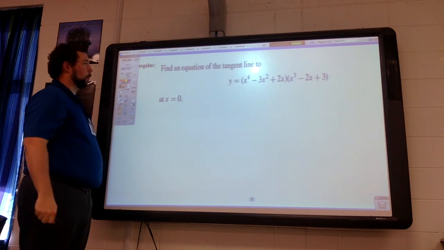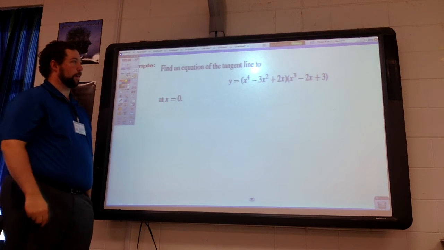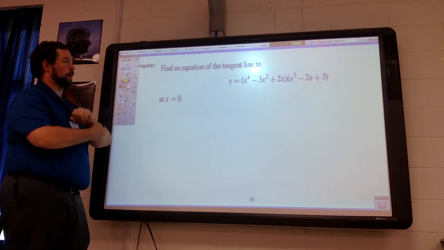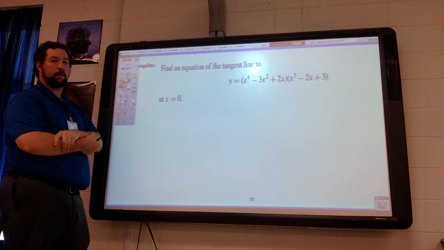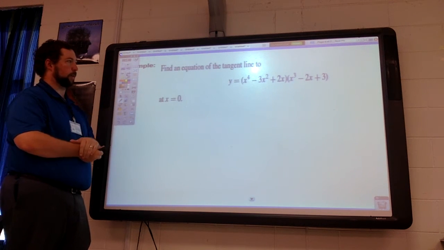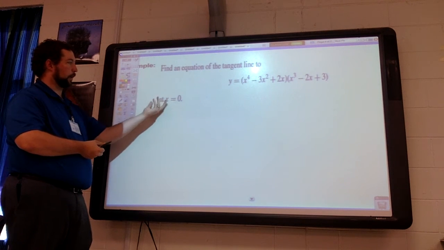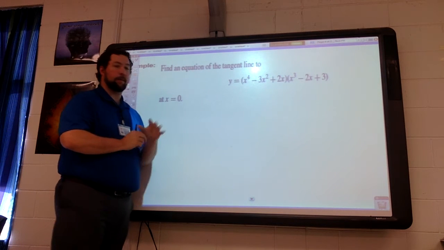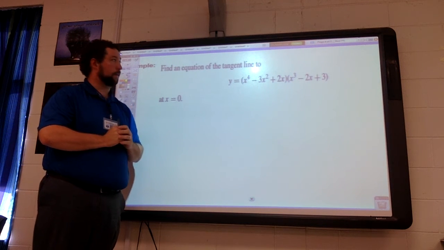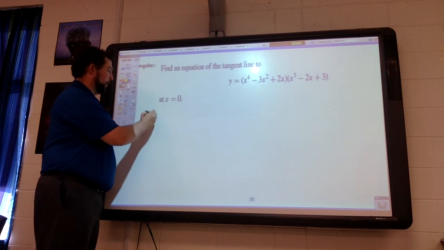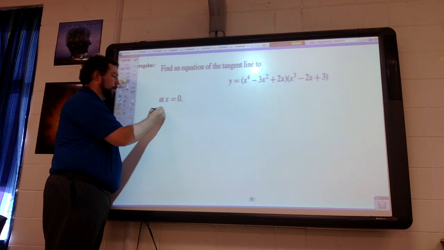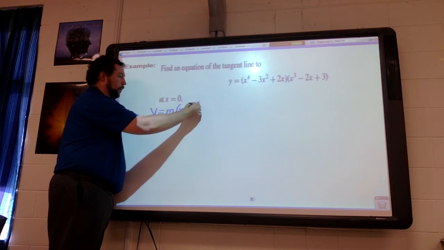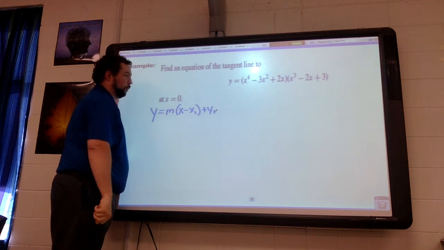All right, we got one more rule. Oh, before we get to that, I'm sorry, I forgot about this. If we want to find, this example says, find an equation of the tangent line to this function. Okay? At x equals 0. This is the way it is in the book, so I know x equals 0 is way over here. That's weird. All right, but anyway, we know how to do this. We want to write the equation of the tangent line. That's that point slope form I showed you. y is equal to m times x minus x1 plus y1.